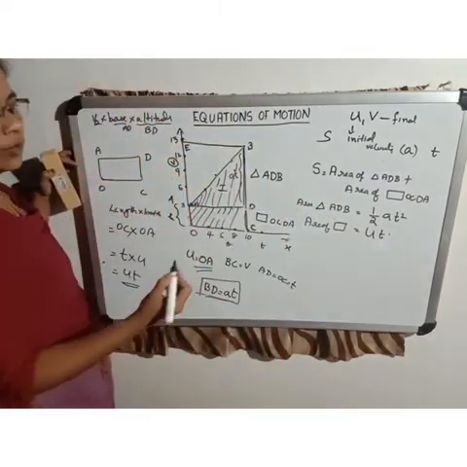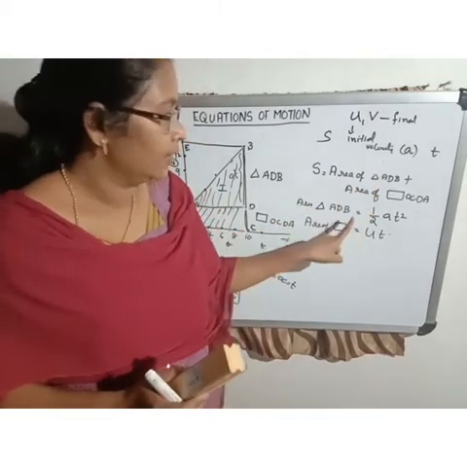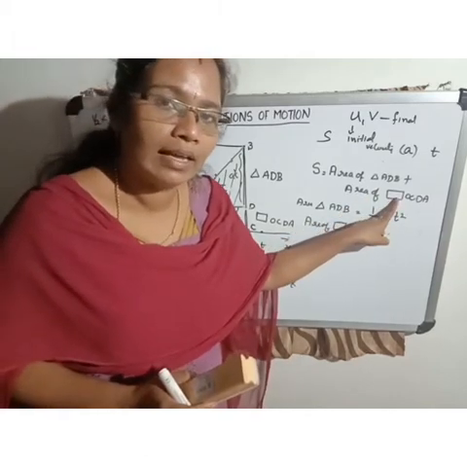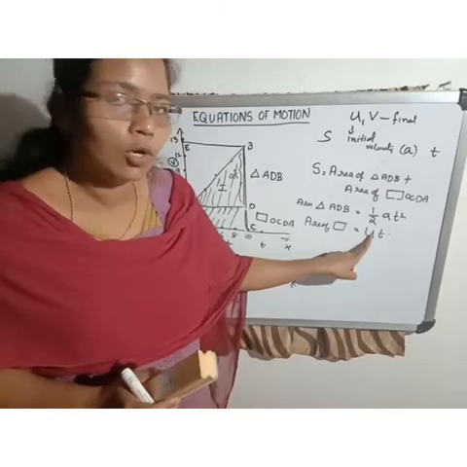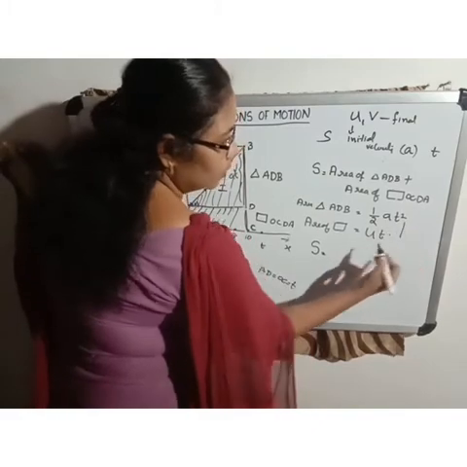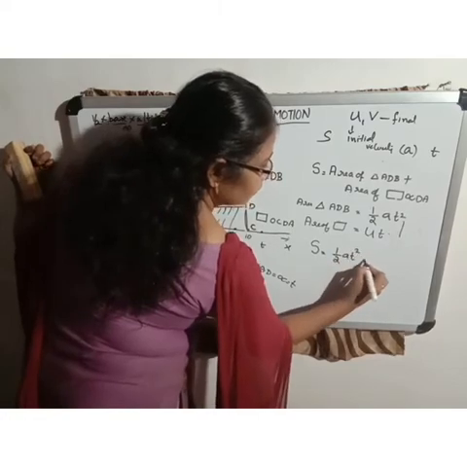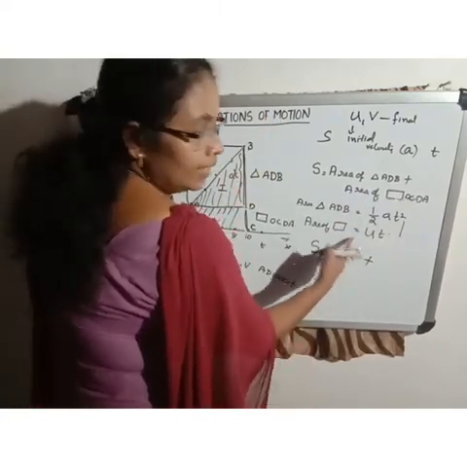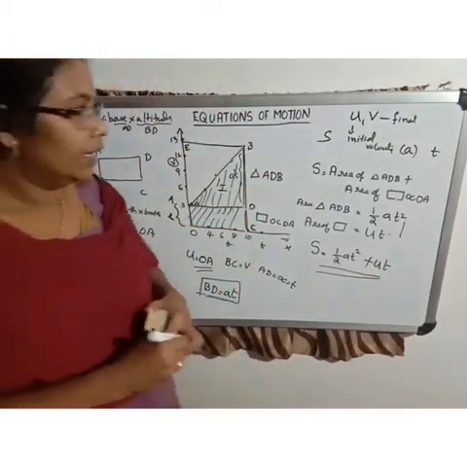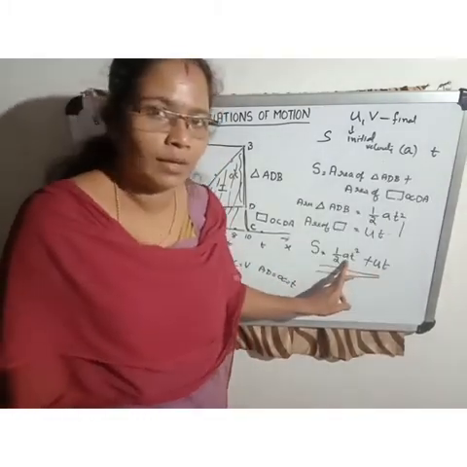In order to find the displacement, first we need to find the area of the triangle, that is half at square. Then we need to find the area of the rectangle, that is UT. To find the displacement, we need to add both of these. Area of triangle ADB is half at square. Area of rectangle OCDA is UT. So the displacement comes like this: UT plus half at square.